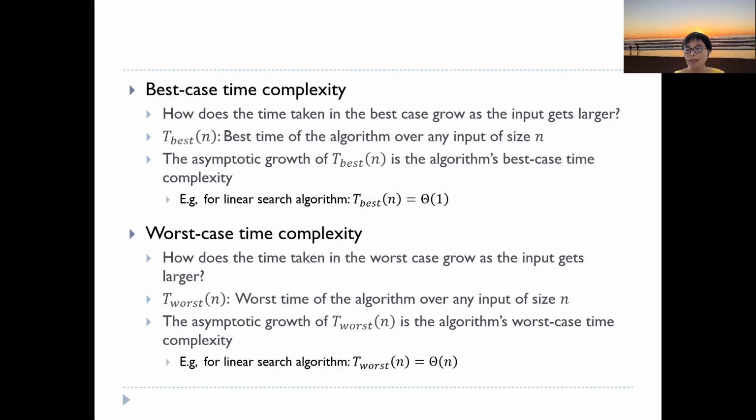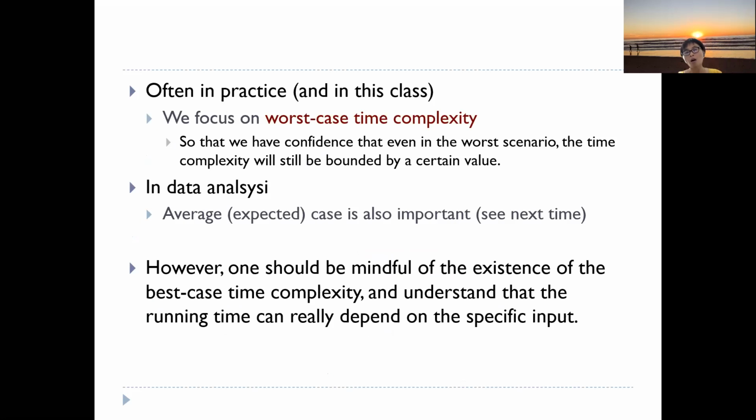Now, often in practice, and also most of the time later in this class, we actually focus on, people like to talk about the worst case time complexity. Why? Because if I say that the worst case time complexity of my algorithm is linear, what that says is that even in the worst possible scenario, whatever input you give me of size n, my running time can never be more than a constant times the input size.